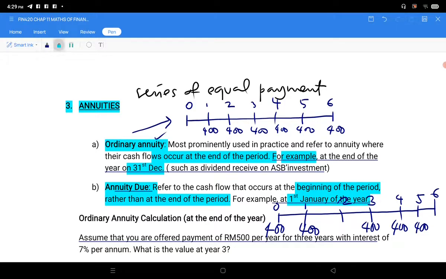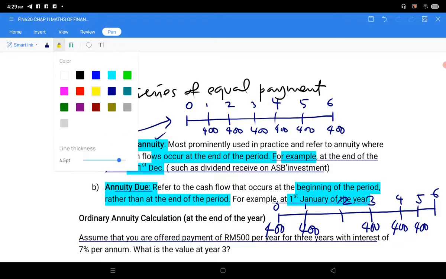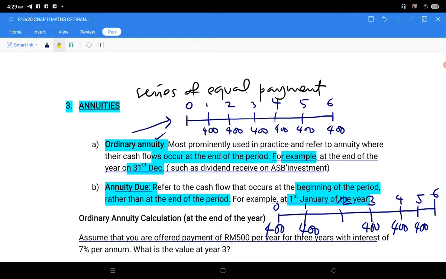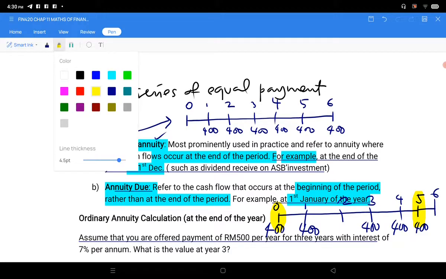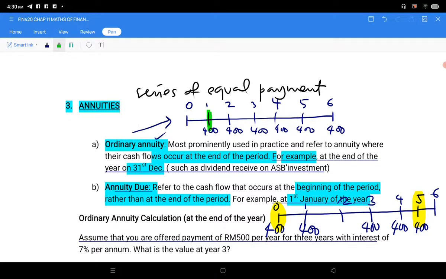So ada beza banyak ketara lah antara ordinary annuity dan juga annuity due. Annuity due dia akan berlaku lebih awal. Okay, dekat depan lagi. Right, dia akan berlaku lebih awal lah di sini, dan dia akan end up at 5th year lagi. But for ordinary annuity, dia akan berlaku at the end of year 1. So, dia akan last kali kalau 6 years pada penghujung tahun ke-6 lah. Okay. Right. So, these are called annuity.